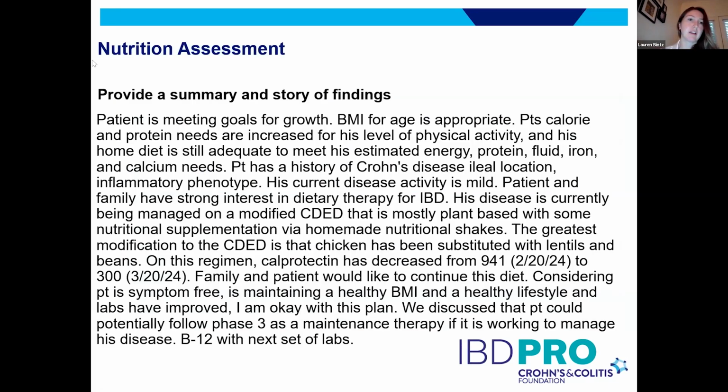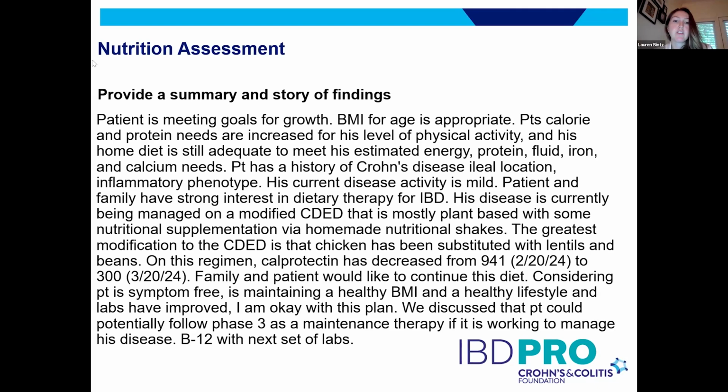And so after gathering all my history, I provided a brief summary of the findings. This patient was meeting goals for growth, BMI for age was appropriate, calorie and protein needs were increased for his level of activity, and he was still meeting these needs despite the massive increase. He has a history of Crohn's disease, ileal location, inflammatory phenotype, disease activity is mild, the patient and family have a strong interest in dietary therapy.